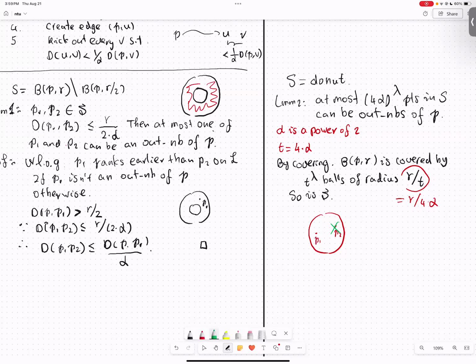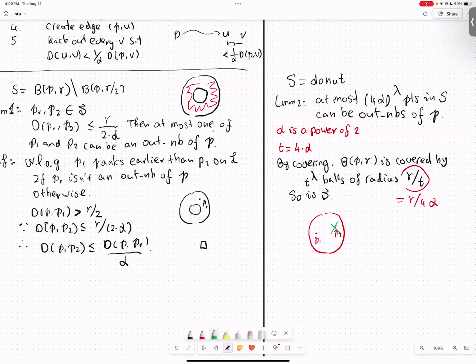Okay, by the way, it does not necessarily mean that every ball has a lucky guy. So this is an upper bound, right? So this donut is here. I cover it with lots of balls. And every ball has only one lucky guy that could be an out neighbor of P. So the number of lucky guys, out neighbors of P, cannot be more than the number of balls. You see what I'm saying? And therefore, this bound that we have, where's that bound? It's covered by T to the power of lambda, right? So T, as you can see, is equal to 4 alpha, and this is exactly what we're claiming here. Okay, good. Now, this is the second lemma, okay?